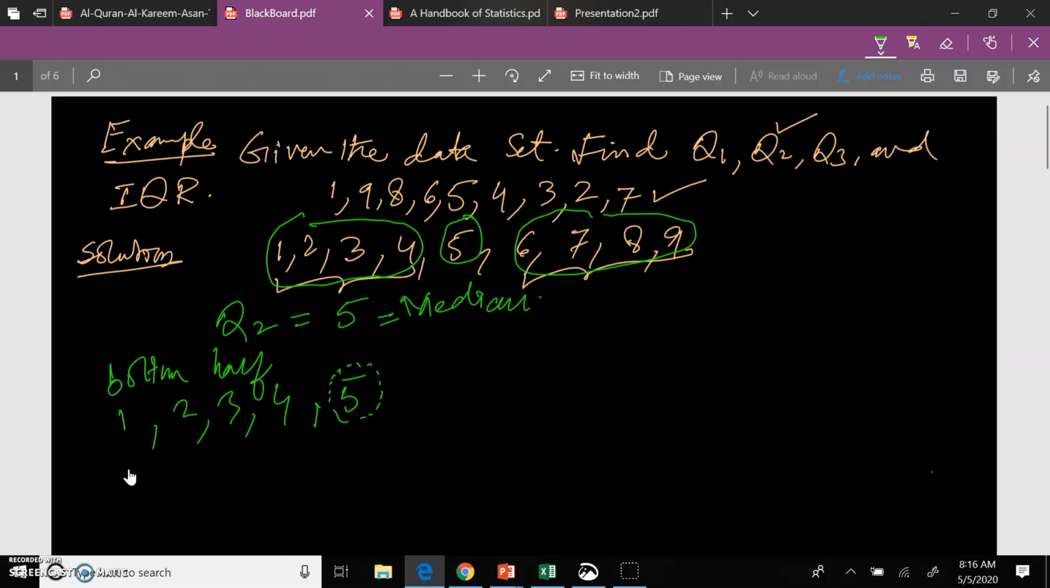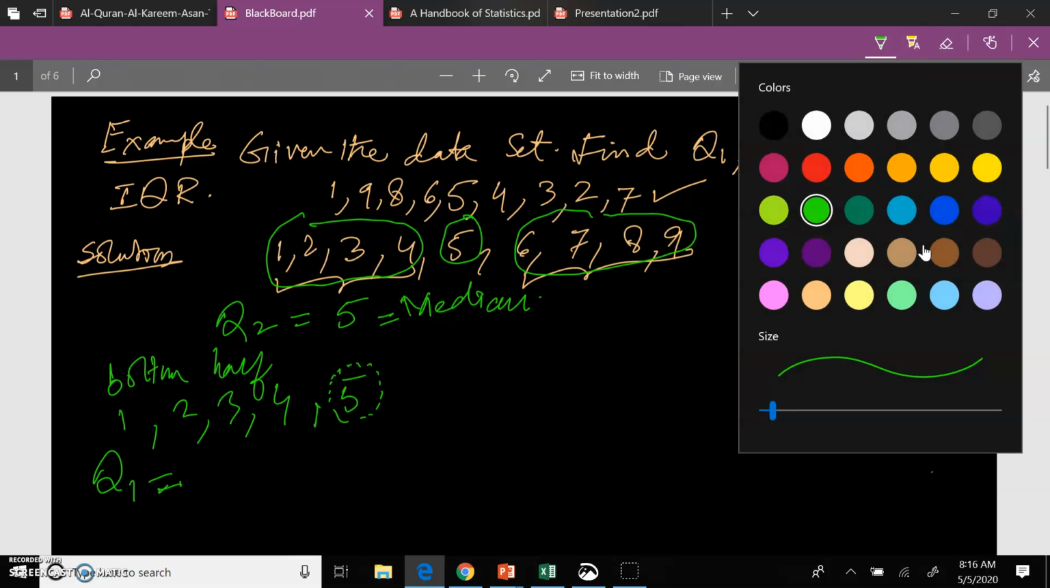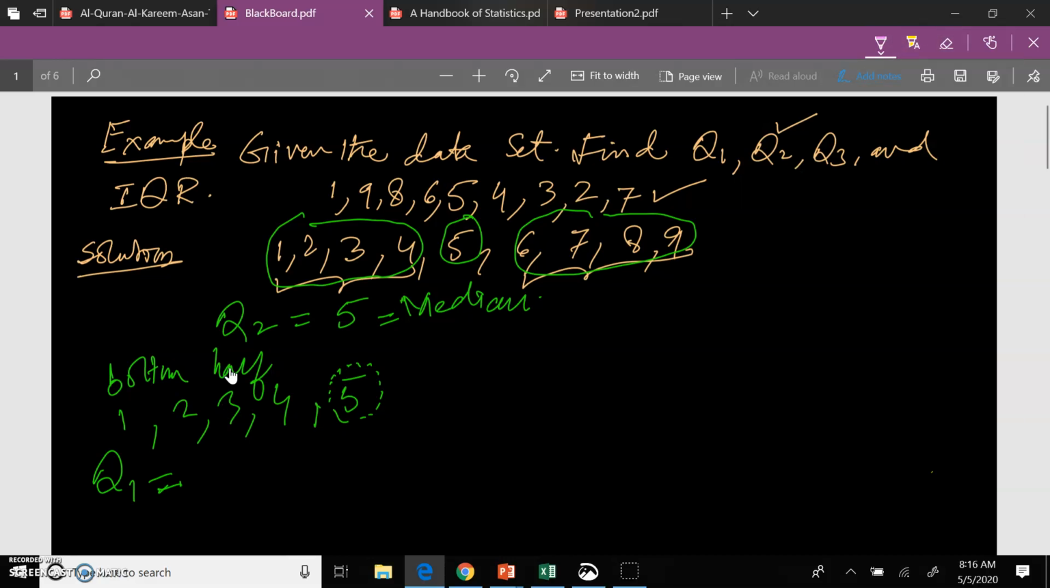So now we are going to find Q1, and what will be the Q1? Q1 will be the median of the bottom half of the data set, and clearly the median of this bottom half is this 3. This is 3, the median. So Q1 is the median of the bottom half, and that is equal to 3. I hope it is clear.